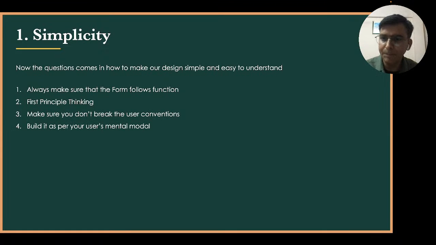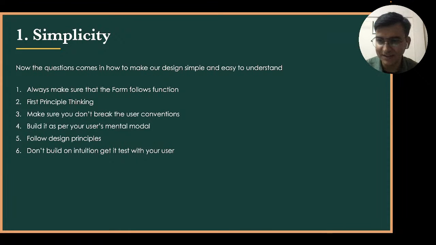Number four, build it as per your user's mental model. I've explained about the user mental model also in the earlier session, but build it according to the user's mental model, right? Think about how your application is building a mental model inside the brain of your user, and whatever you're doing next, you should align it with the user's mental model. And number five, follow design principles. The principles which we are going to talk about today, these 11 principles, follow them diligently. This is how you can make your design simple and easy to understand.